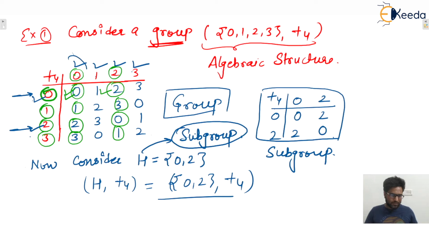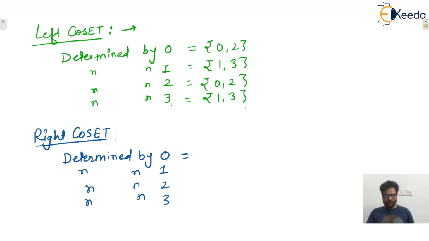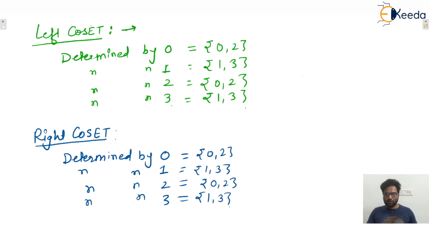So similarly, let's say 0. We can say that 0 addition modulo 4 with 0 will be 0 only. Next we can write down this one as 0 comma 2. Similarly this one will be 1 comma 3, this one will be 0 comma 2, and this one is 1 comma 3. So no need to worry at all.